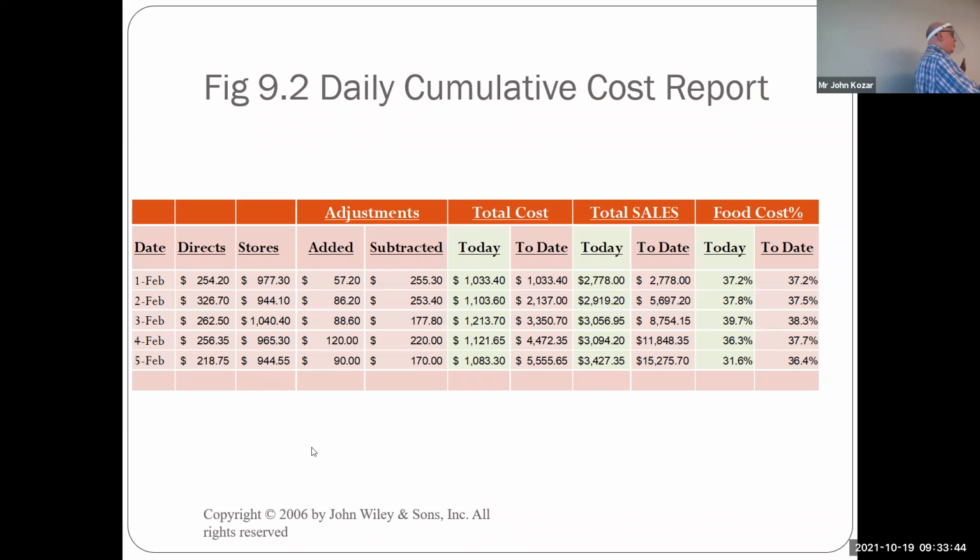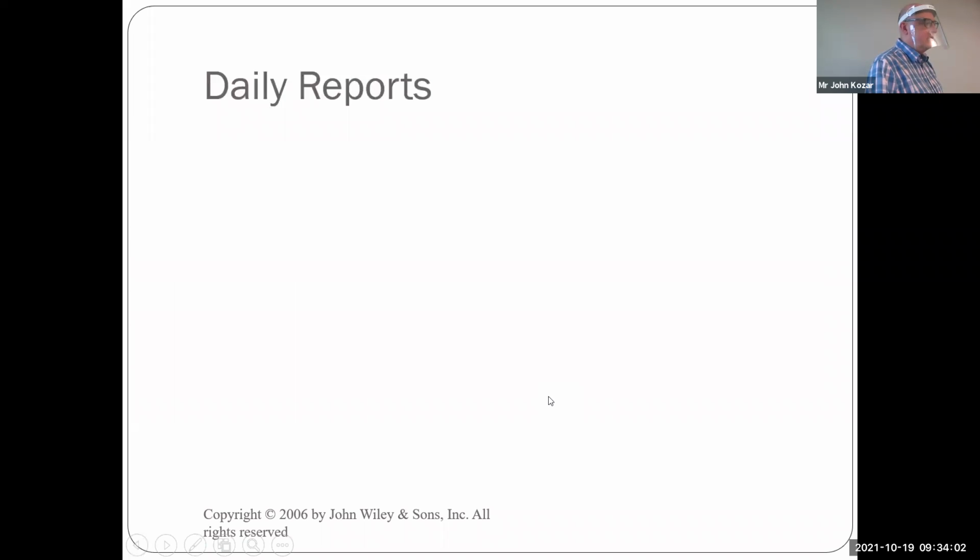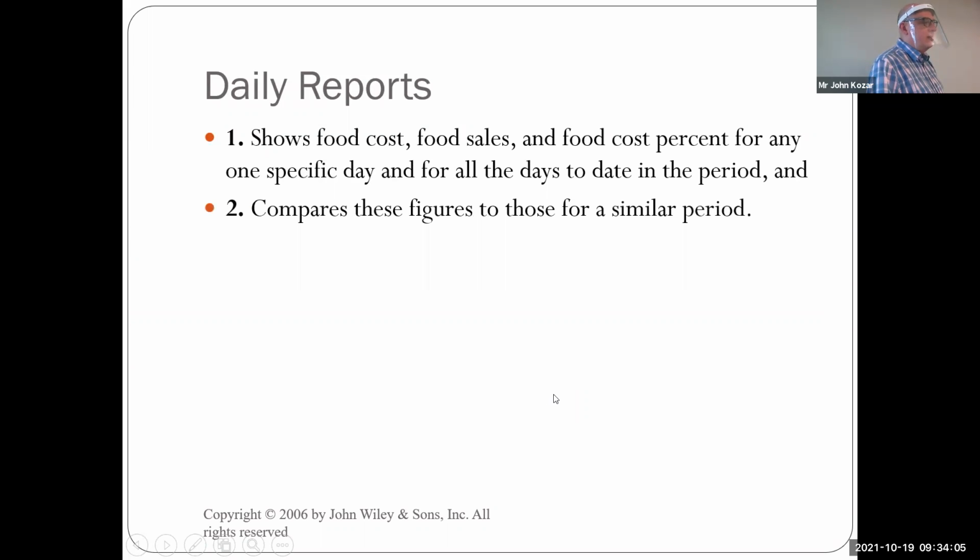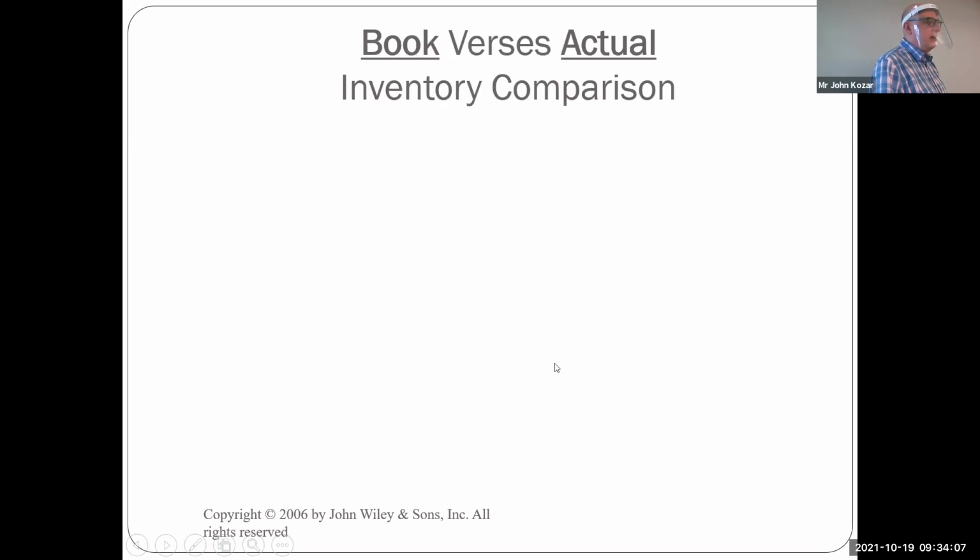Anyway, you can use these reports to compare week to week, month to month, year to year, all of those kinds of things. And we're going to see more forms like this that show a day by day comparison as well as a sum to date. You would get daily reports. You want daily reports so you can be looking at this and know right away if there's something going on.